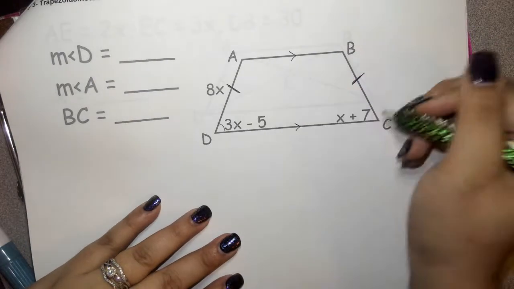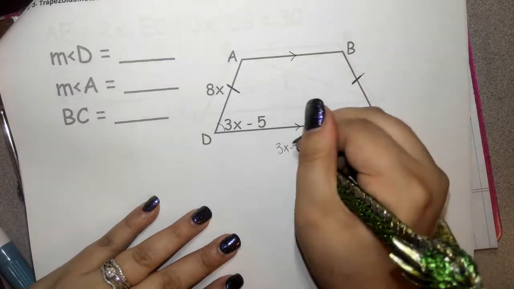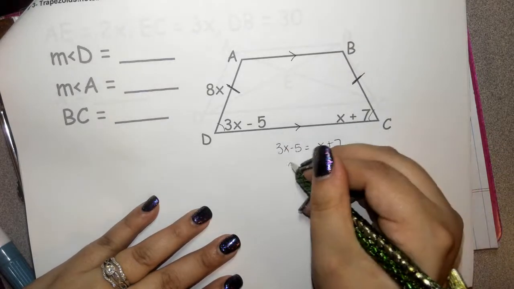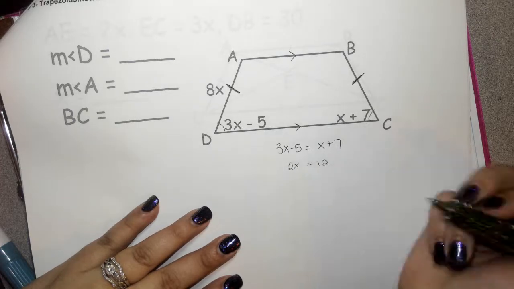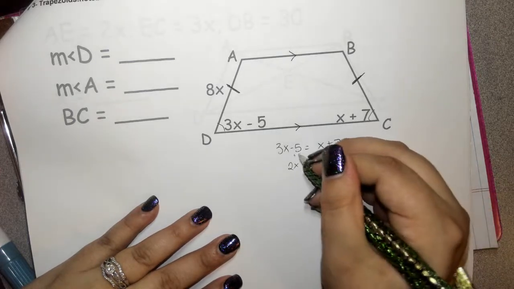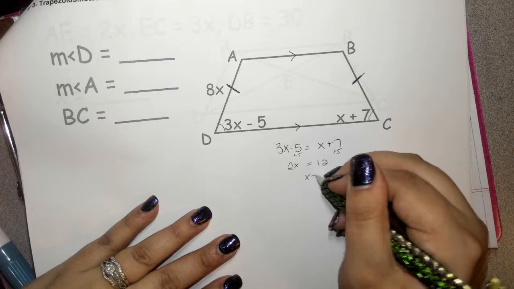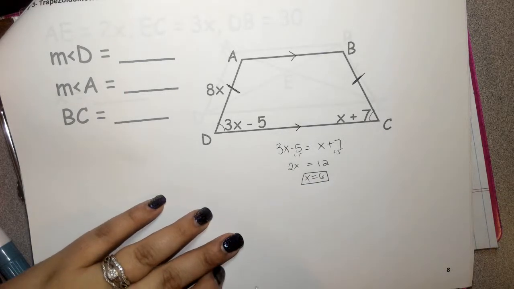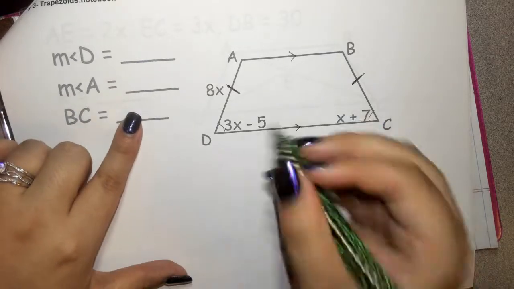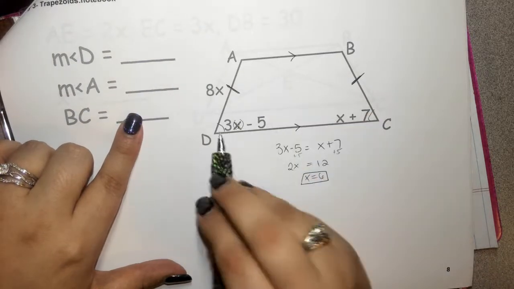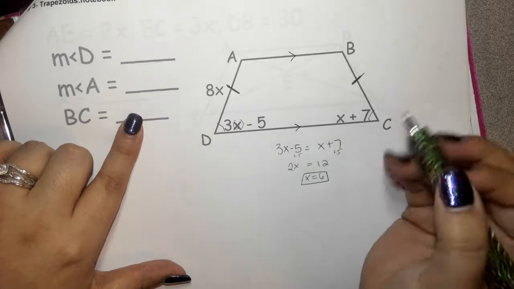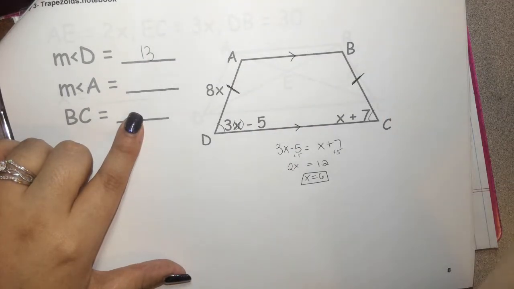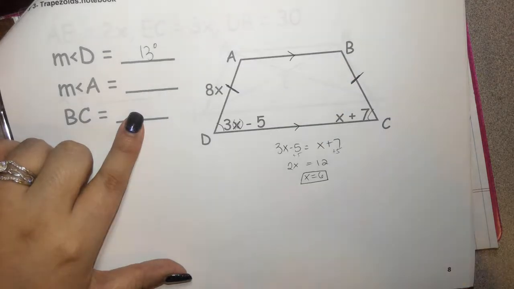They're the same. So 3x minus 5 equals x plus 7. If I solve, I get 2x equals 12, right? x is 6. So x equals 6. Are we cool with that? Okay. Now I want to know what angle D is. So if I plug in 6, what's 3 times 6? 18. Minus 5. So angle D is 13.